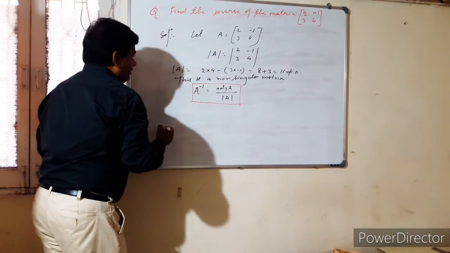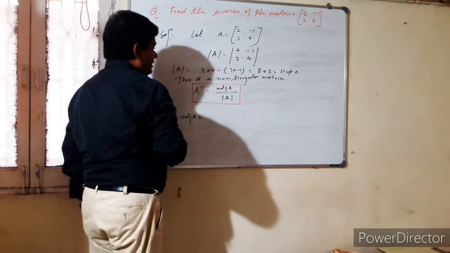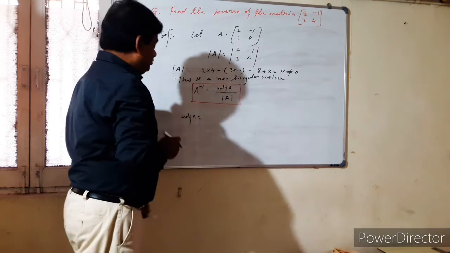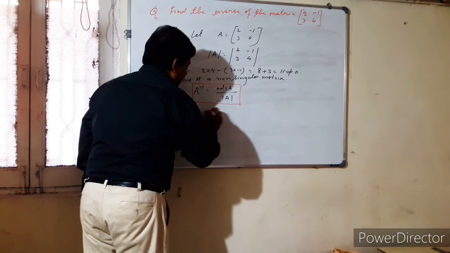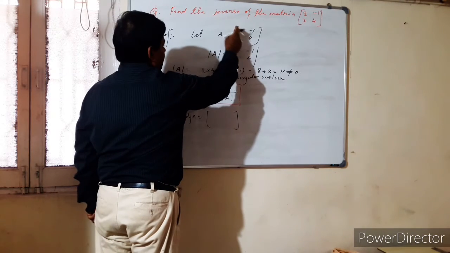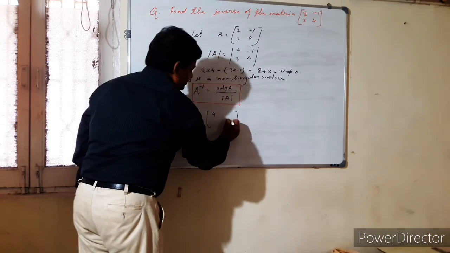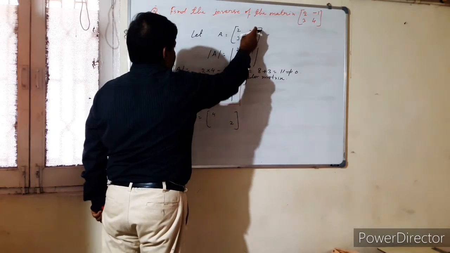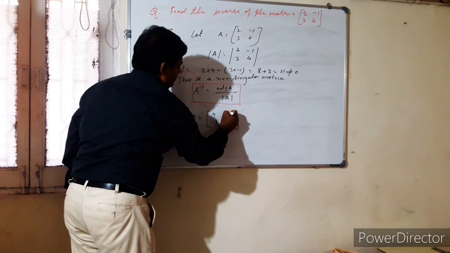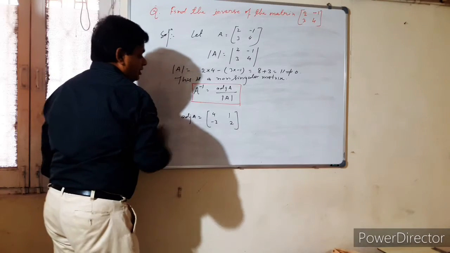So here adjoint A is equal to. See here, this is a 2 by 2 matrix, so we know the formula to find the adjoint of a matrix directly. You have to interchange this diagonal, so 4 and 2, and in this other diagonal you have to multiply by a negative sign. So minus 3 and here it becomes plus 1. So you got adjoint A.